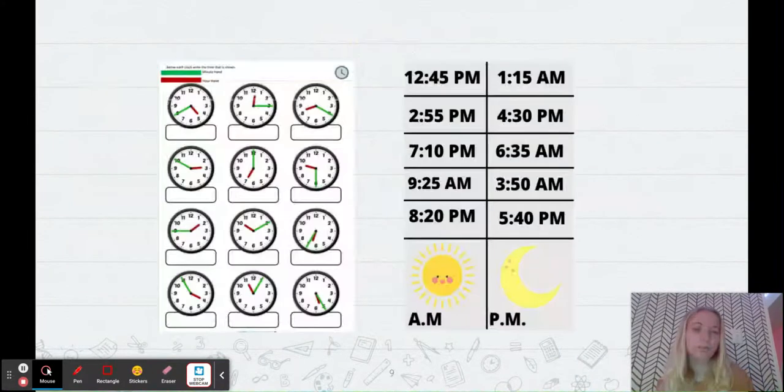This is an example of the time worksheets that students would complete at the end of this lesson. Each clock tells time in a 5-minute interval, and there's a key up here for students who may struggle with this topic, indicating that the green hand is the minute hand and the red hand is the hour hand.